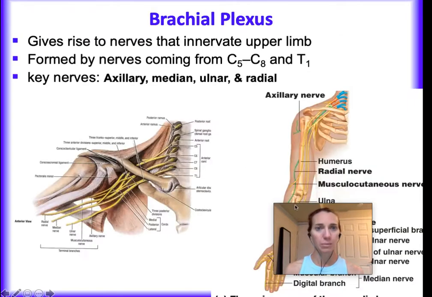The brachial plexus gives rise to nerves that innervate the entire upper limb. The brachial plexus comes from C5 to C8, all the way down to that very first thoracic vertebra.